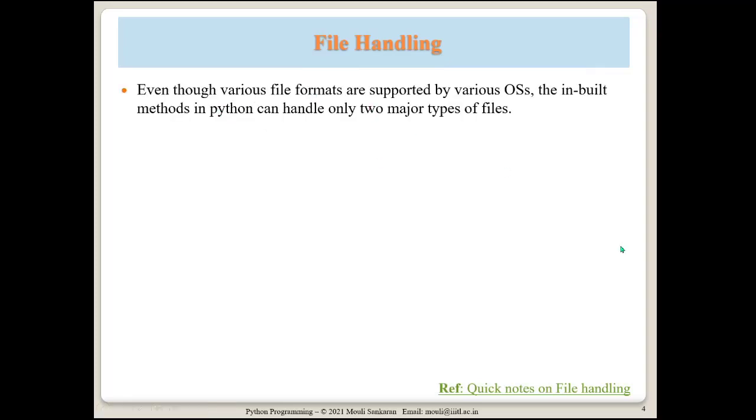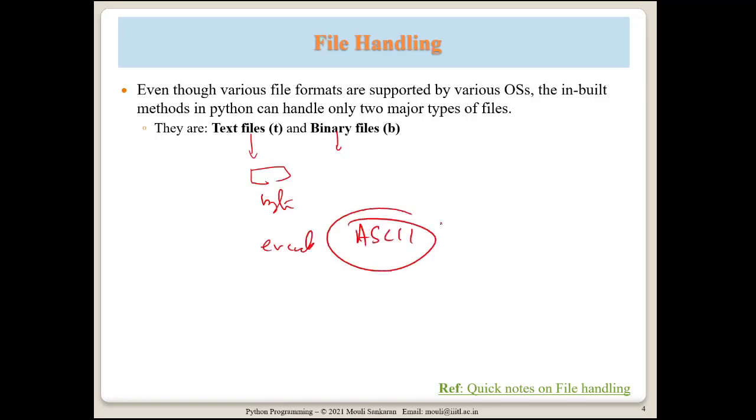Even though various file formats are supported by various OSs, the built-in methods in Python can handle only two major types of files. Python has only two different types of files. One is a text file, the other one is a binary file. Now, mostly you know the difference between the text file and the binary file. In a text file, the contents of each byte are encoded, normally ASCII, but may not always be ASCII encoding.